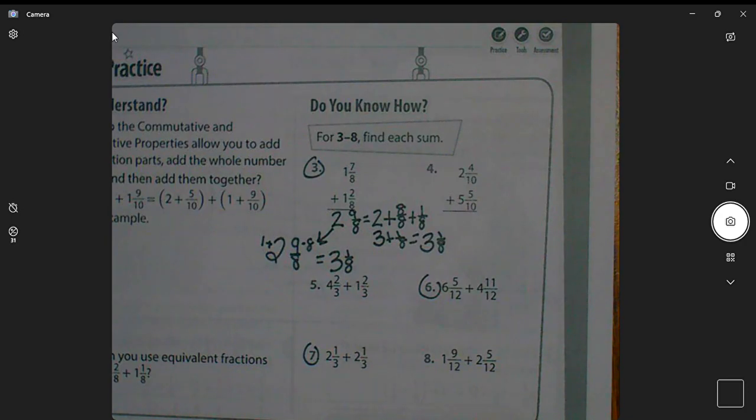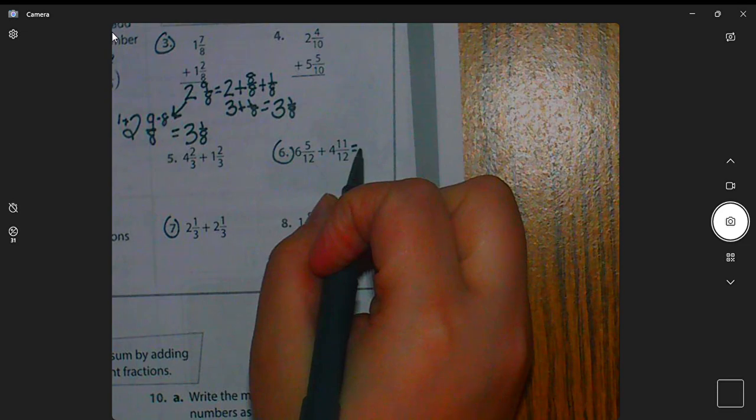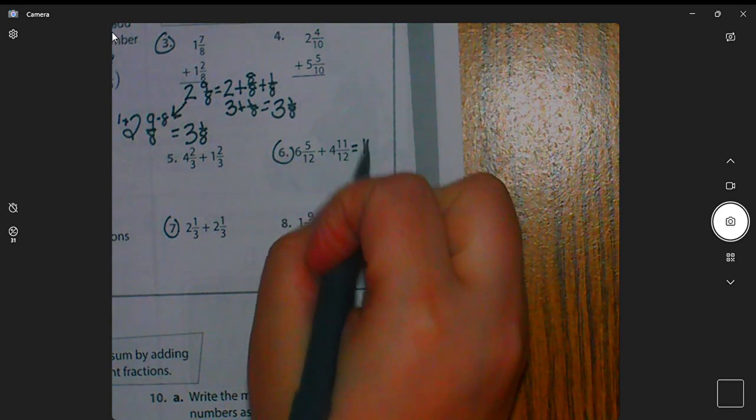Let's look at number 6. 6 and 5/12 plus 4 and 11/12. Step 1. Right. Add the whole numbers. 6 plus 4 equals, you're so smart, it's 10.